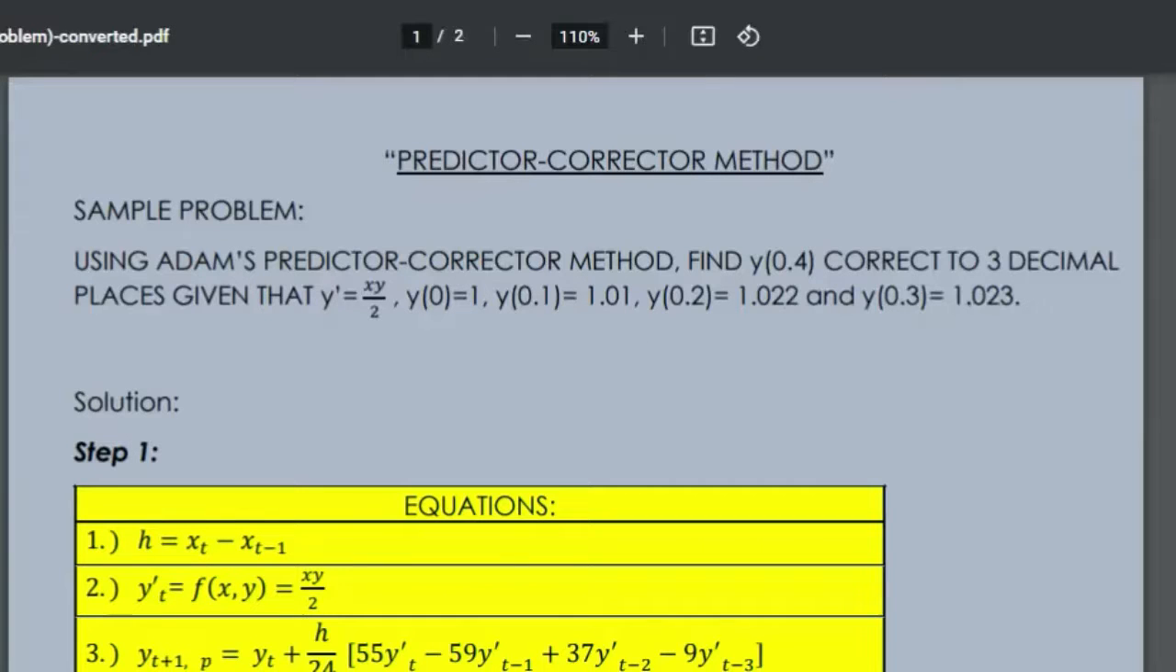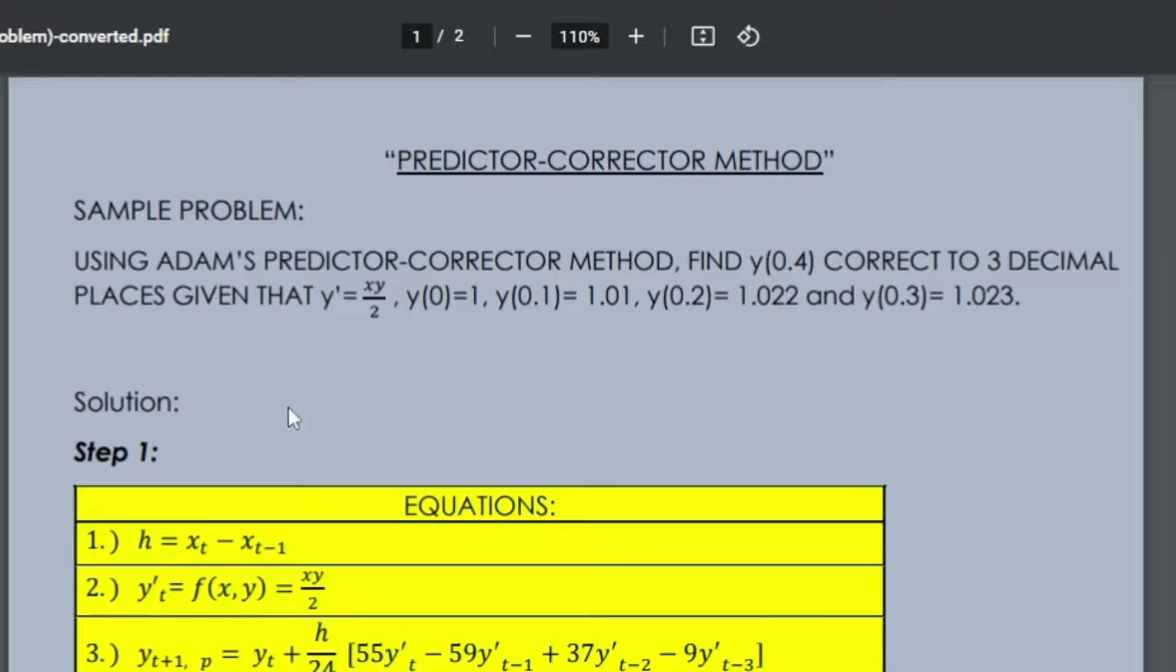Good day, everyone. So this is the predictor-corrector method. Our sample problem is: using Adams predictor-corrector method, find y of 0.4 correct to 3 decimal places, given that y prime equals xy over 2, y of 0 equals 1, y of 0.1 equals 1.01, y of 0.2 equals 1.022, and y of 0.3 equals 1.023.